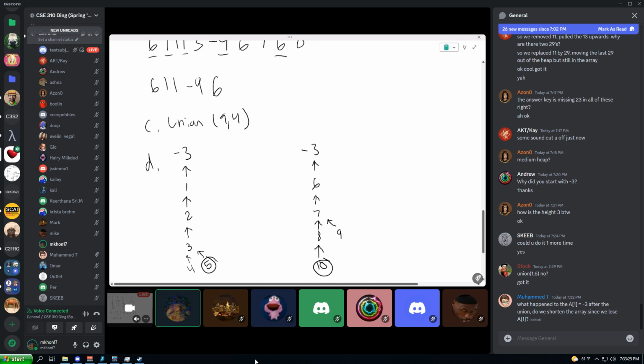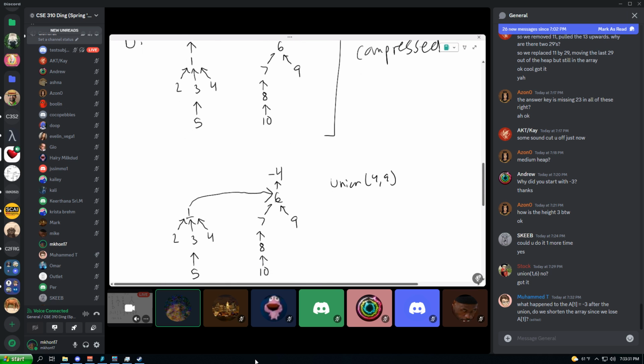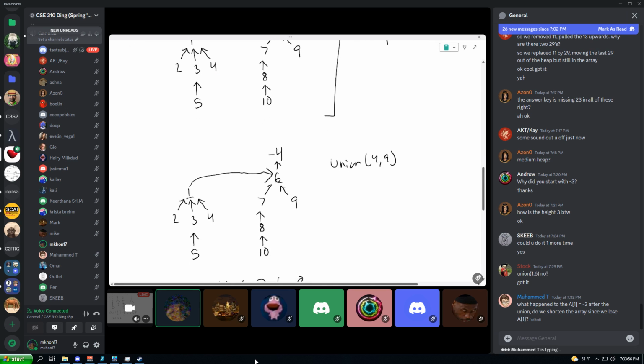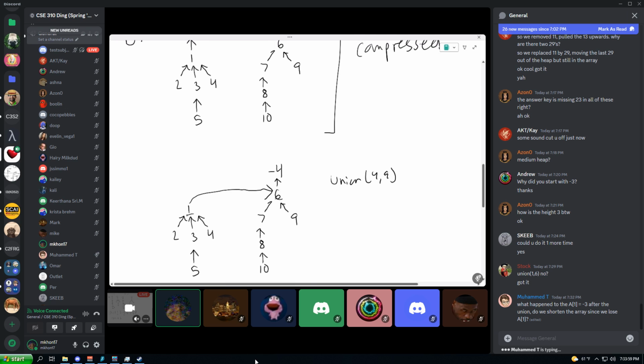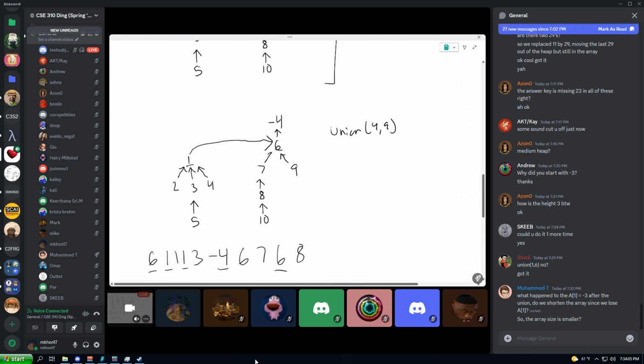What happened to the A of 1 equals negative 3 after the union? For all the way back here in B. So what ends up happening is when you do union, one of the trees is no longer its own set, it's connected to the 6 now, so the negative 3 disappears. It's not a thing anymore, because it's connected to another set now. That's why. So you can just drop the negative 3 since 1 will now be pointing to 6. The negative 3 is now irrelevant.